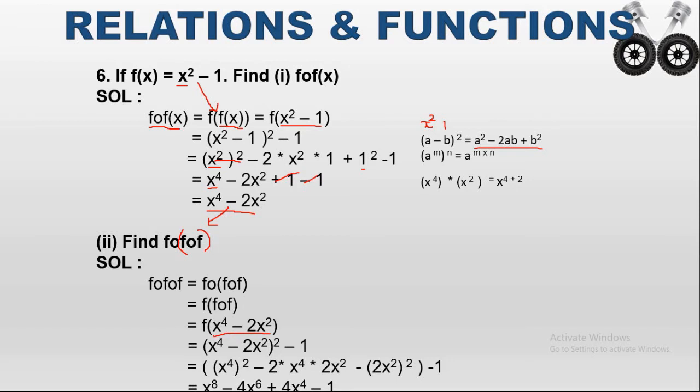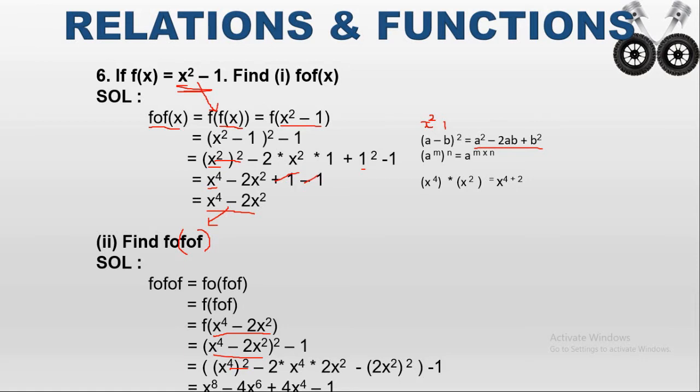So it looks like f of x. In f of x, wherever x is, you have to substitute the value as x power 4 minus 2x square. So x power 4 minus 2x square whole square minus 1. Again it is in the formula a minus b whole square. Here a value is x power 4 and b value is 2x square. Now substitute in the formula. So a square, that is x power 4 whole square. You have to multiply the powers. So 4 into 2, 8.